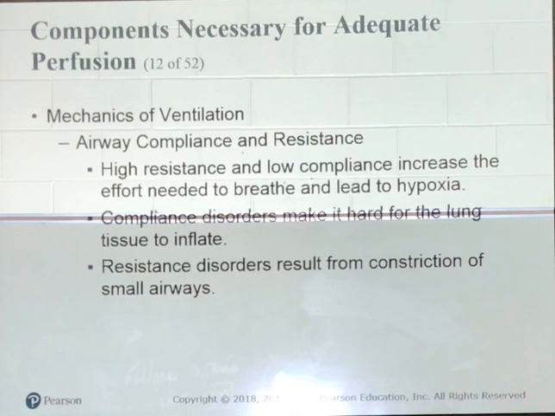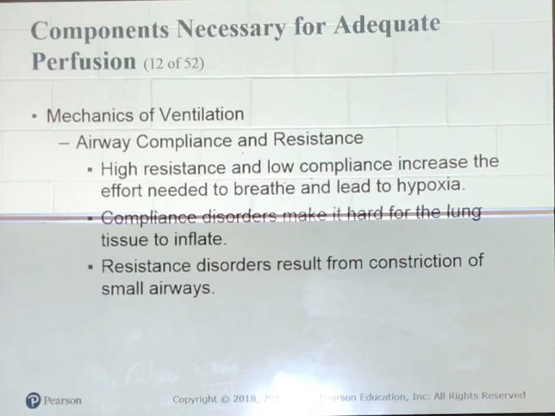The trachea, bronchioles, larynx. Okay. All right. A higher airway resistance makes it more difficult to move air through these airways. A lower resistance makes it easier.